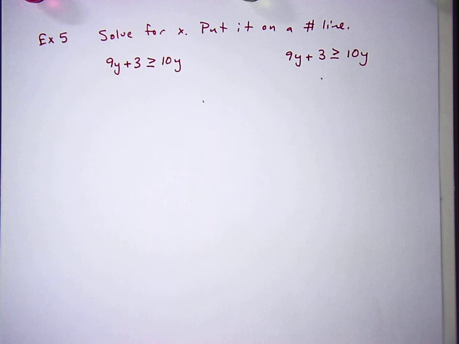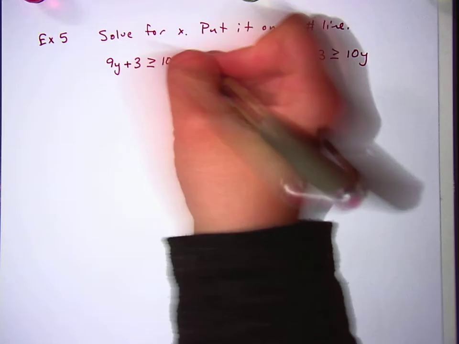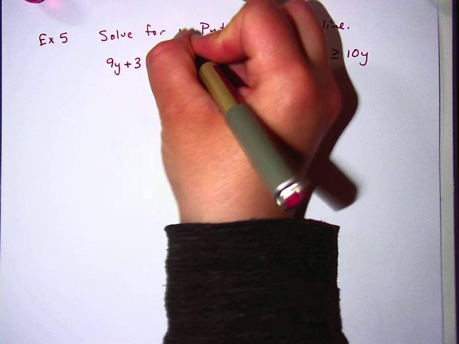So pause the video right now. Go ahead and try it out. Put it on a number line. Remember to get the variables on the same side. Oh, that's funny though. I said solve for x and there's only y's in the problem, so I guess solve for y, huh?